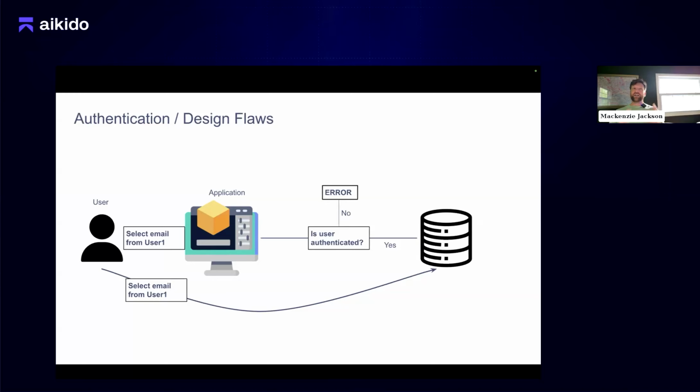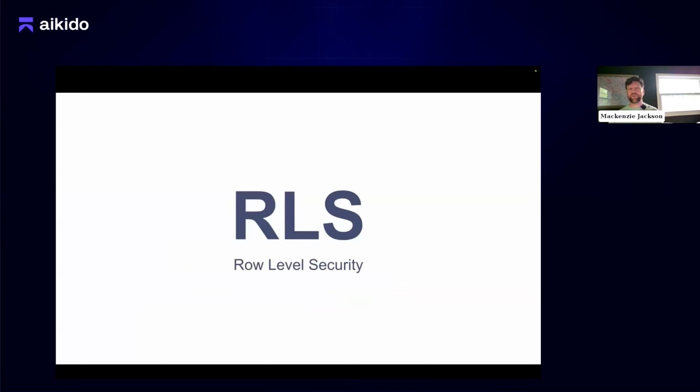Now, I did say at the start, do I think that people need to become developers to be able to secure their sites? I don't think that's true. However, if you're using Lovable and Supabase, there is something that you need to understand, and that's something called RLS, Row Level Security. This is absolutely critical for everyone listening. If you only get one thing away from this webinar, it's that you need to investigate your row level security.